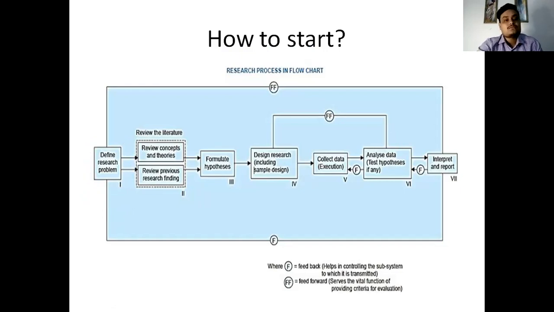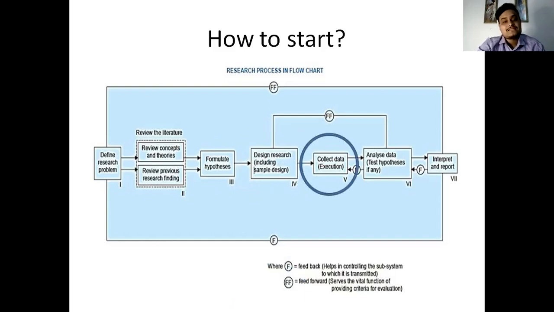Then the second one will be the review of literature. You need to review the concepts and theories and also review the previous research findings. Third one is formulating the hypothesis. If you are accurate that that particular hypothesis is going to be proved, then you have to formulate the hypothesis. Then you need to search which design will help you, and what kind of sample you are taking. So this will help you further.